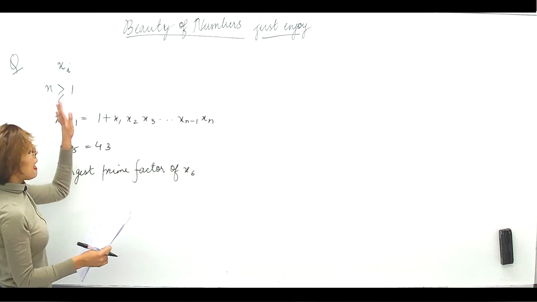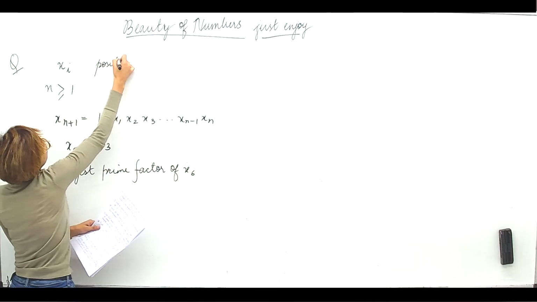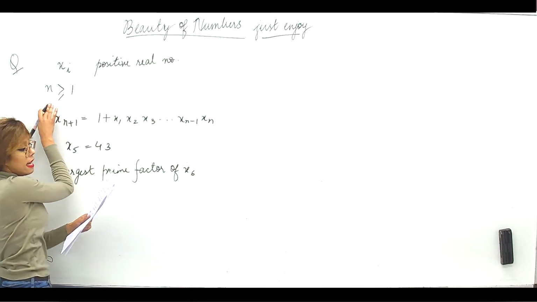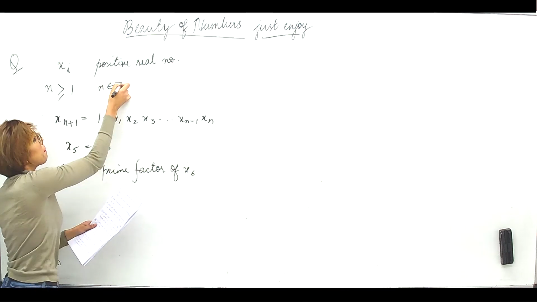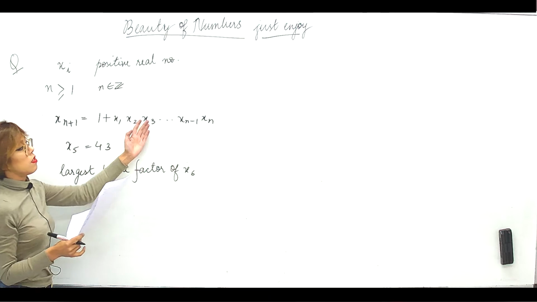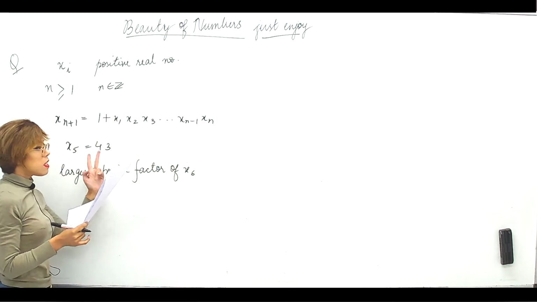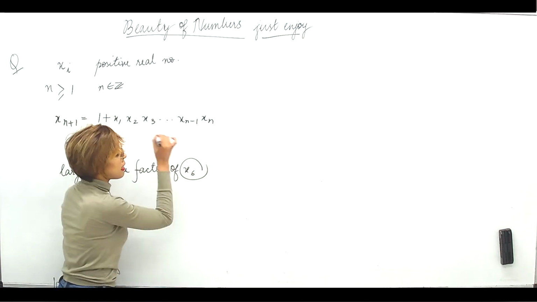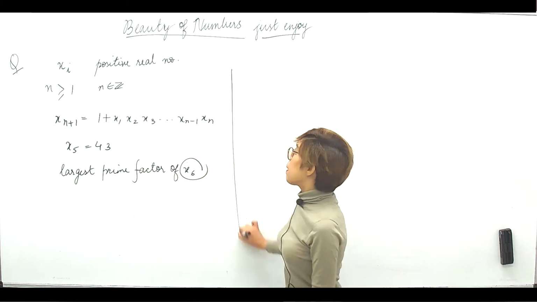I'll repeat. Let xi be a positive real number, and for every integer n greater than or equal to 1, x_{n+1} is equal to 1 plus x1, x2, x3, and so on till xn. And if x5 is equal to 43, you need to find the greatest prime factor of x6. Right? Now, greatest prime factor of x6.